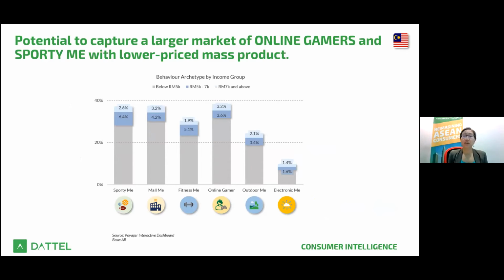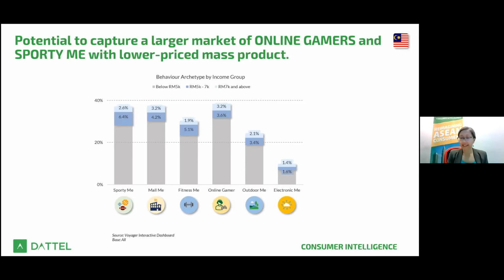So if any client or business in a similar line wants to expand into a lower priced mass product, then maybe they would want to consider the Online Gamer group as well as the Sporty Me group, where there is more potential to grow downstream into the lower priced mass product range. So these are some of the ways you could understand market sizing and the potential market for expansion or focus. Just a couple of examples based on this one case study.